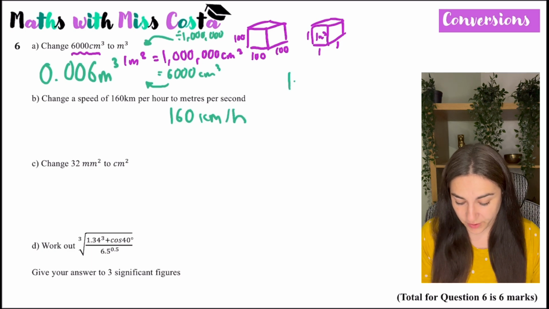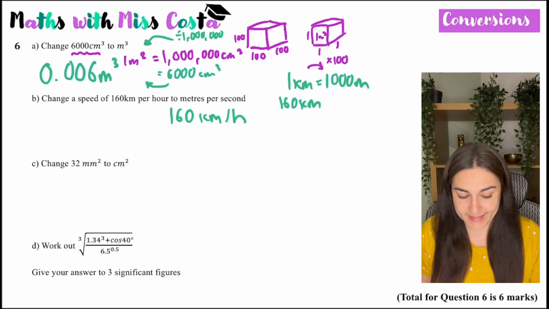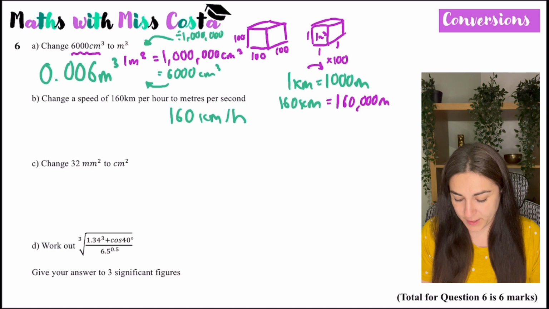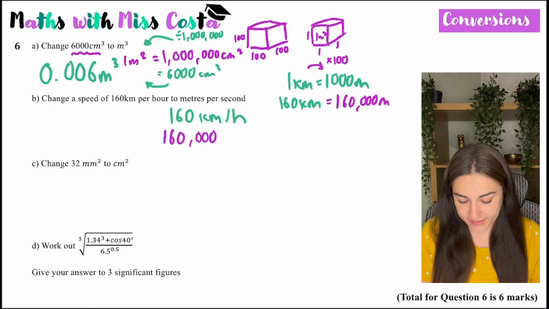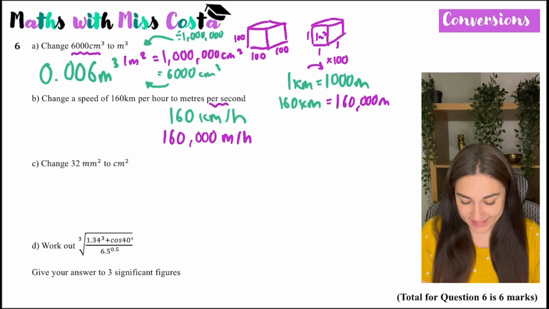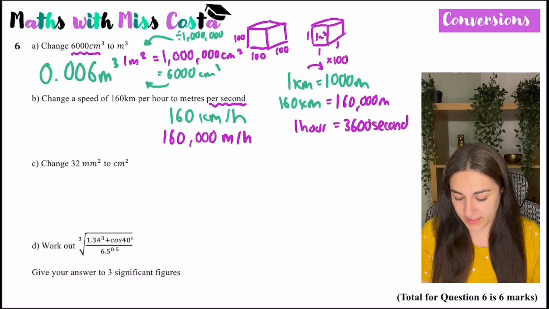So step 1, we know that 1 kilometer is 1,000 meters. So 160 kilometers, to go from kilometers to meters, I times by 1,000. So 160 kilometers times by 1,000 is 160,000 meters. So that would be 160,000 meters per hour that is being traveled. But I need to turn this into per second. So in 1 hour, I have 3,600 seconds.